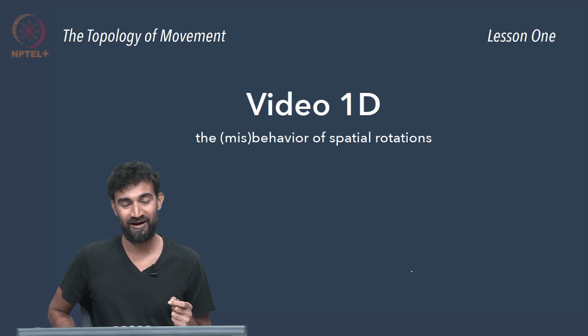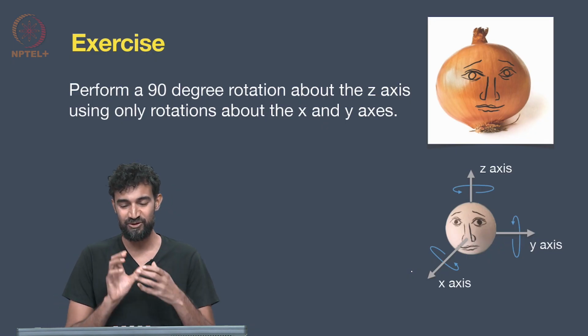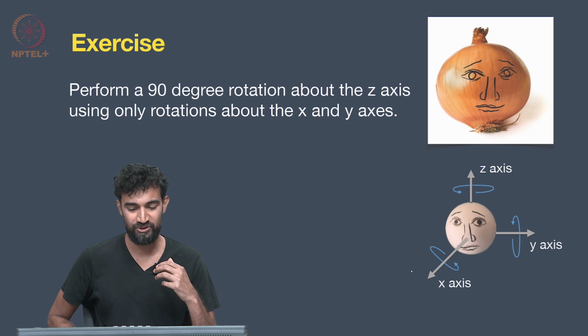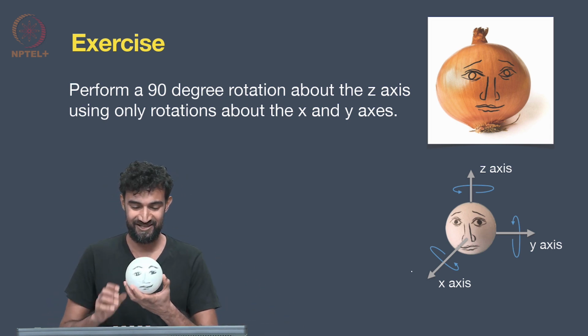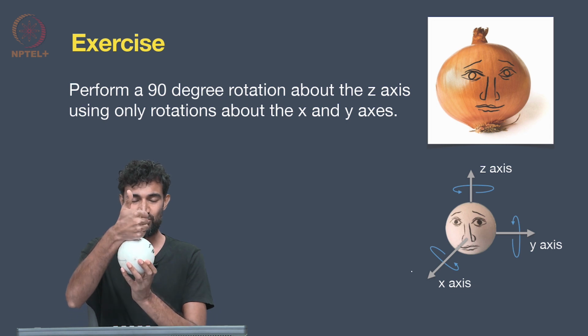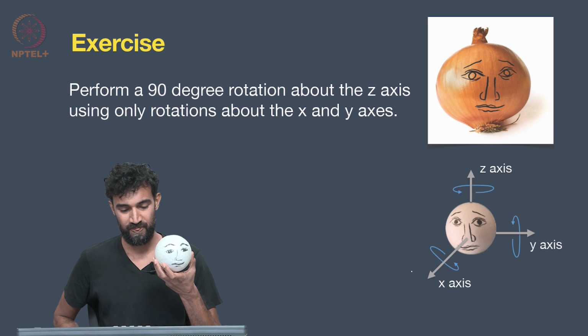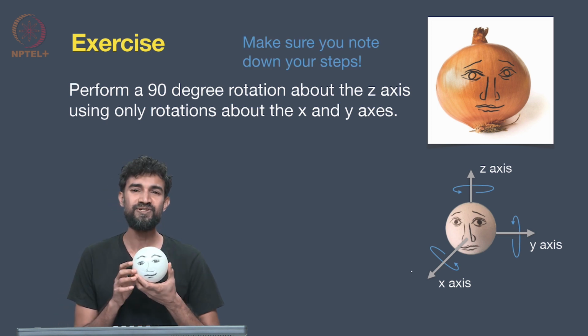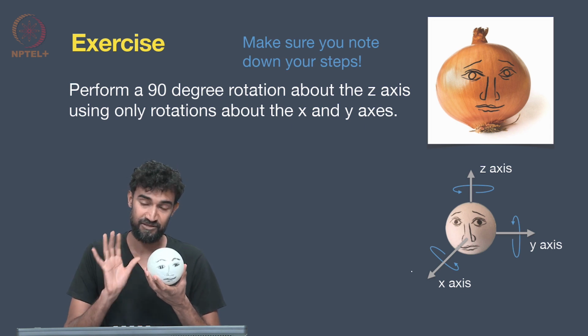The misbehavior of spatial rotations. So the exercise is to perform a 90-degree rotation about the z-axis using only rotations about the x and y axes. So we want to get to this orientation using only x and y rotations. As you do this, make sure you note down your steps, because that way you can repeat what you've done and actually find a procedure.